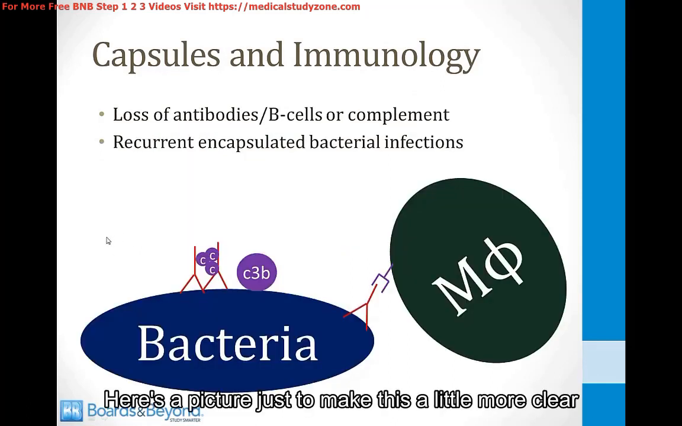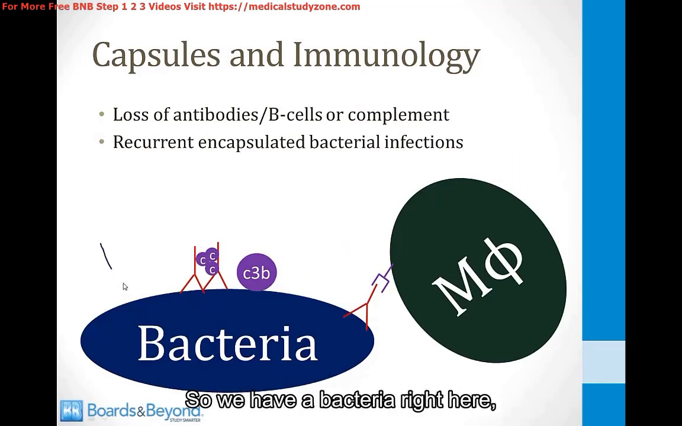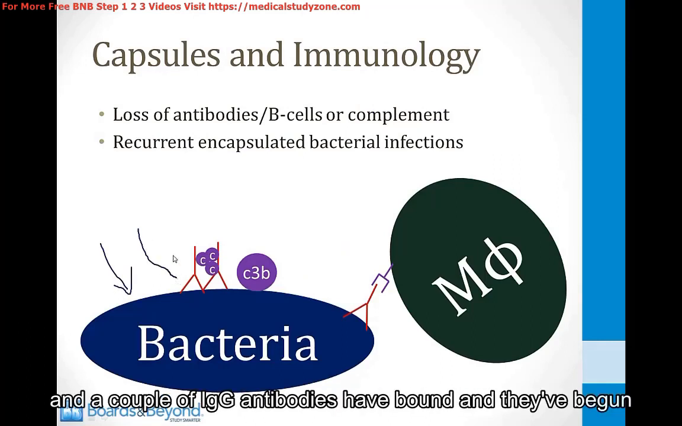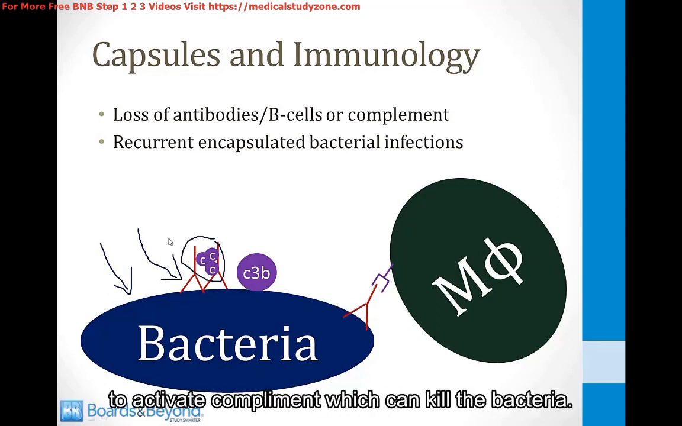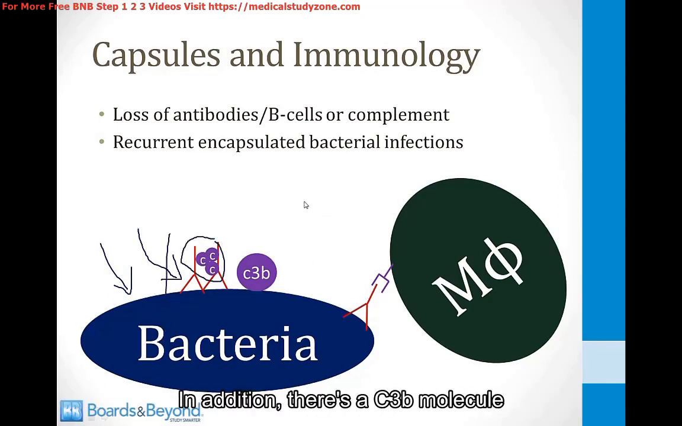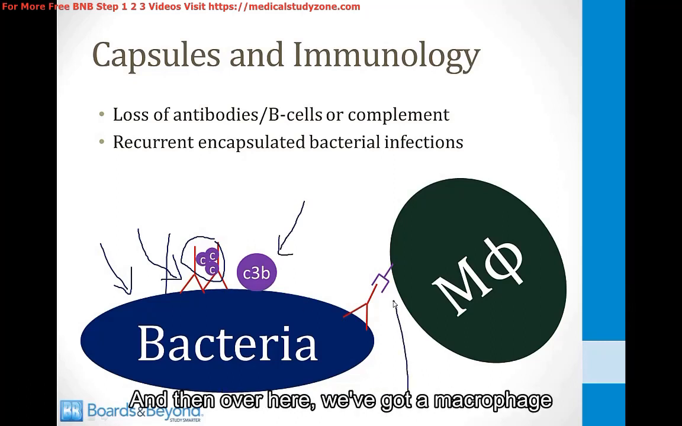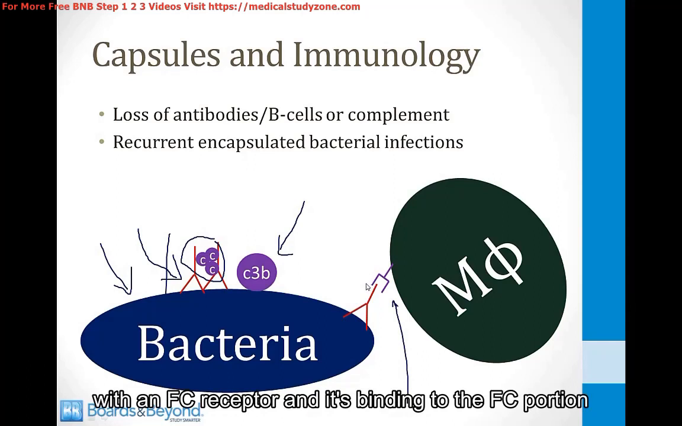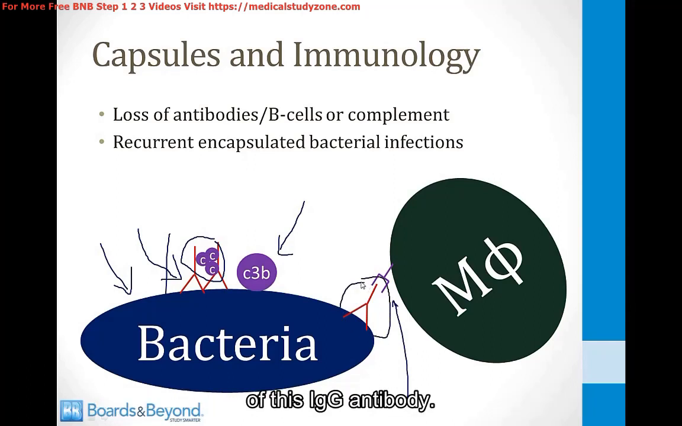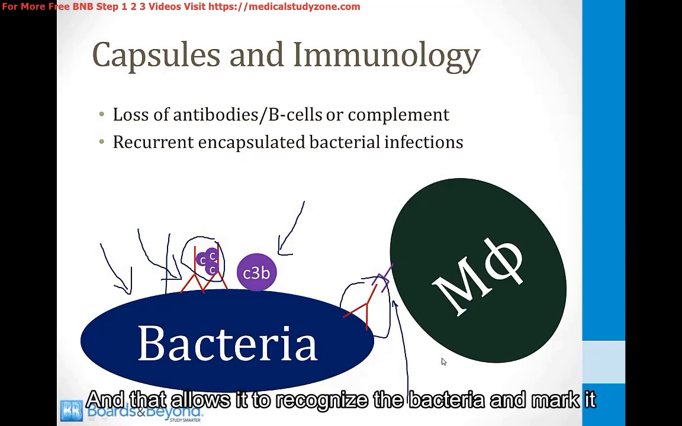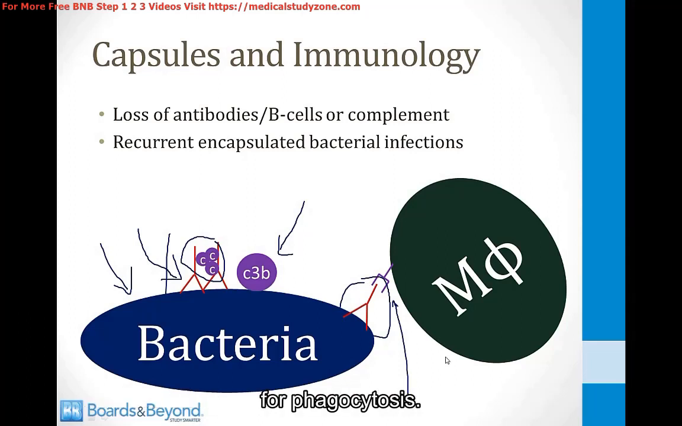Here's a picture just to make this a little more clear and to help you remember it. So we have a bacteria right here, and a couple of IgG antibodies have bound, and they've begun to activate complement, which can kill the bacteria. In addition, there's a C3b molecule here, which is an opsonin, and then over here, we've got a macrophage with an Fc receptor, and it's binding to the Fc portion of this IgG antibody, and that allows it to recognize the bacteria and mark it for phagocytosis.